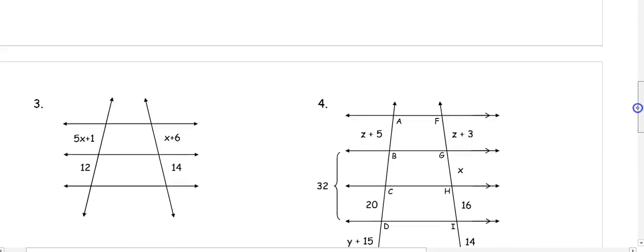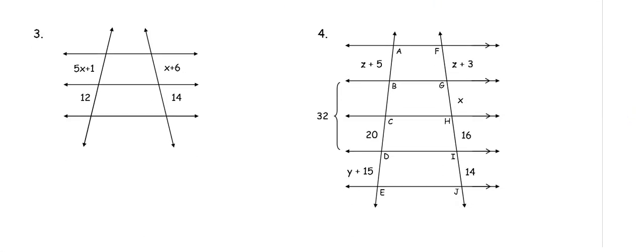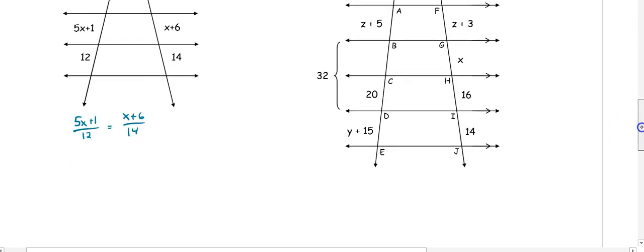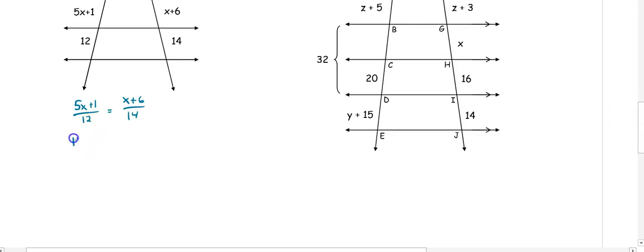So let's look at a couple examples. Number 3, we have 4 sections here, so each section that's on the same side of the transversal is going to be in a ratio together. So we have 5x plus 1 over 12 is equal to x plus 6 over 14. So when we cross multiply, we would have 14 parenthesis 5x plus 1 equals 12 parenthesis x plus 6.